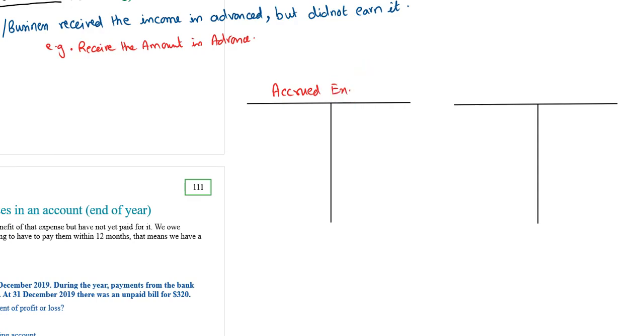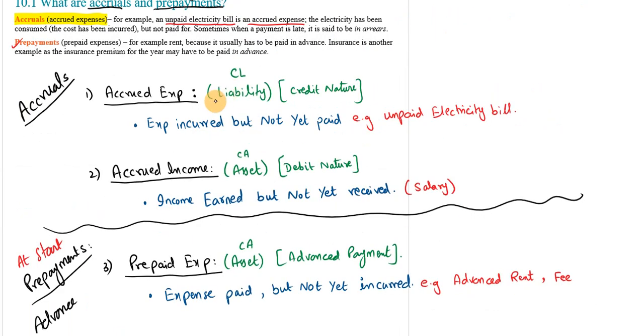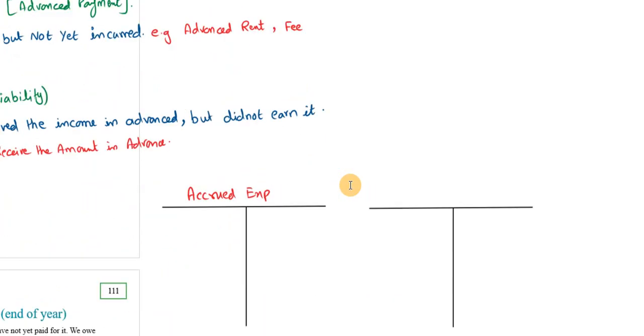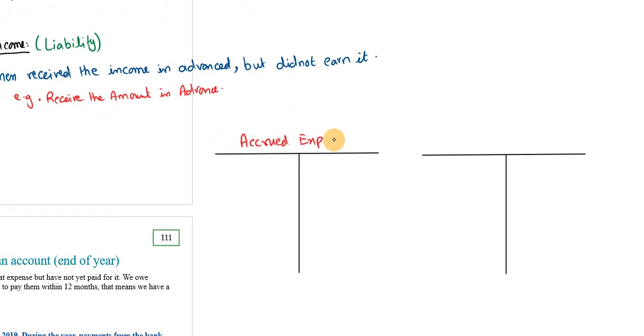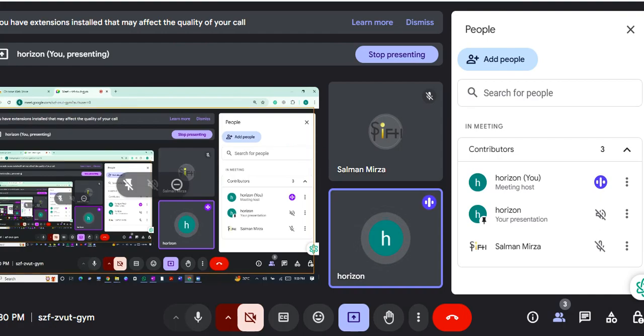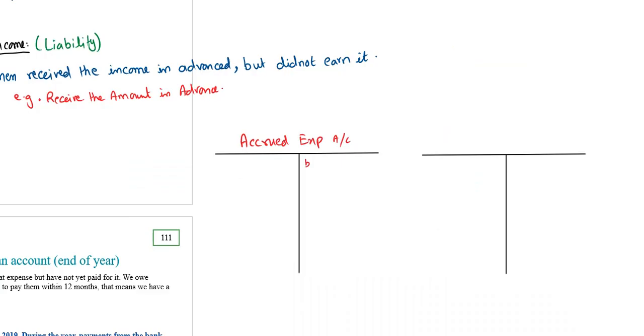As you know, the accrued expense is our liability. The nature of accrued expense is liability, so we will treat it as a liability. What is the opening balance of liability? The BD balance will be on the credit side because accrued expense is of credit nature, or liability nature. Here is the amount BD, that is the opening payable.